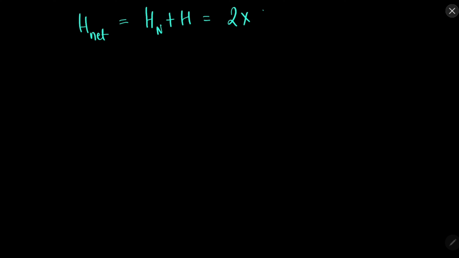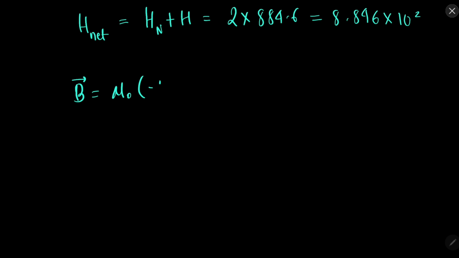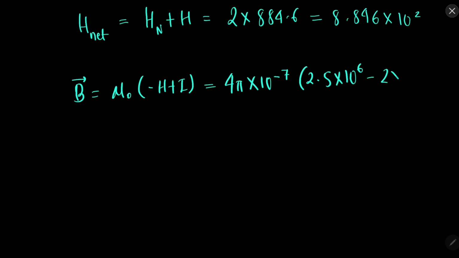So after solving this, we will have the net magnetic intensity due to these two things, 8.846 into 10 to the power 2. B will be mu naught times H plus I. So 4 pi into 10 to the power minus 7, 2.5 into 10 to the power 6 minus 2 into 884.6. So it will give us approximately 3.14 Tesla.